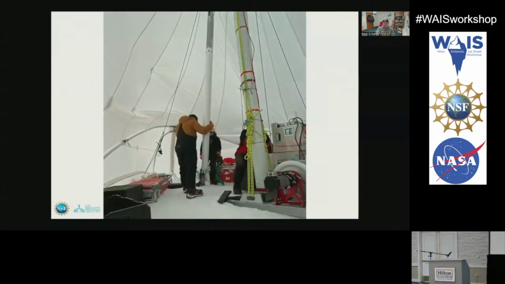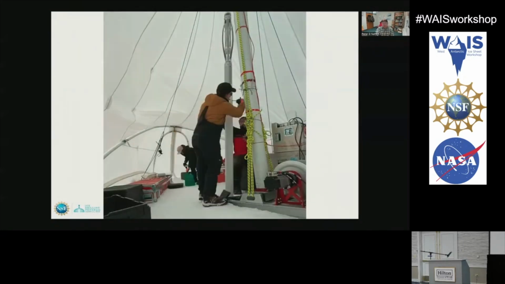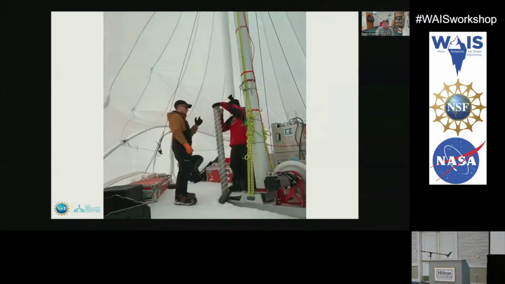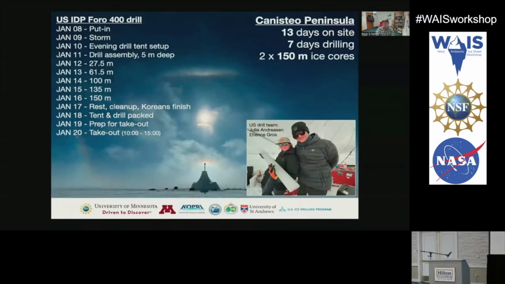While Vikram was doing that, we were, of course, drilling as fast as we can, bringing up cores with the U.S. Ice Drilling Program 40400 drill, which worked really well for us. Quickly, the timeline: after losing a day and a half or so to a storm, we were able to set up the drills in 1 day and get underway, rapidly making progress down to our 150-meter depth target, which we stopped at. Then we helped our Korean colleagues finish up their drilling the next day before rapidly packing up. So in 13 days on site, we drilled for 7 days and collected 2 identical 150-meter cores on either side of the divide.